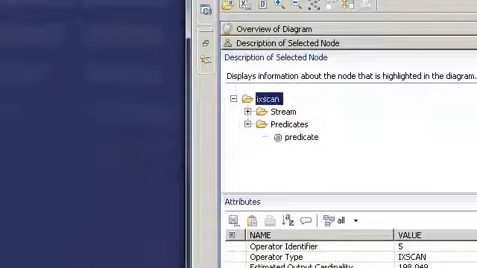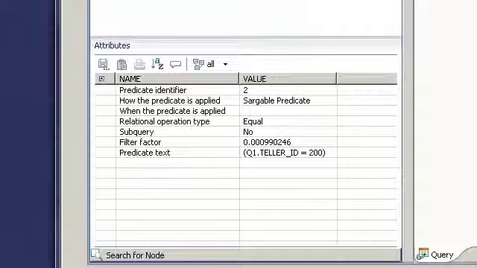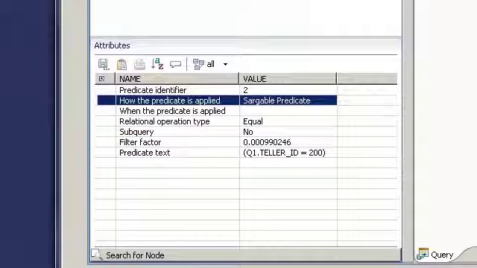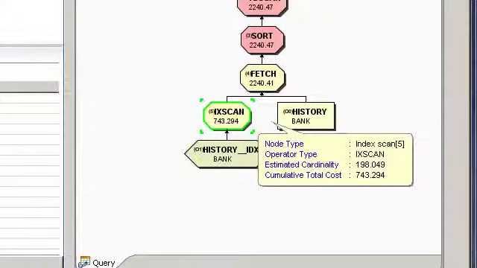When we look at the predicate that's being used for the index scan, well, it's the teller ID equals 200. We have the filter factor here, showing how many are going to match. So it's just under 1 per 1,000. The type of predicate it shows as a sargable predicate. That means that as it scans the index, it'll be a complete index scan where it will actually look at the second column in the index to see if the teller matches. So it's not a very efficient use of an index to find the matching rows.